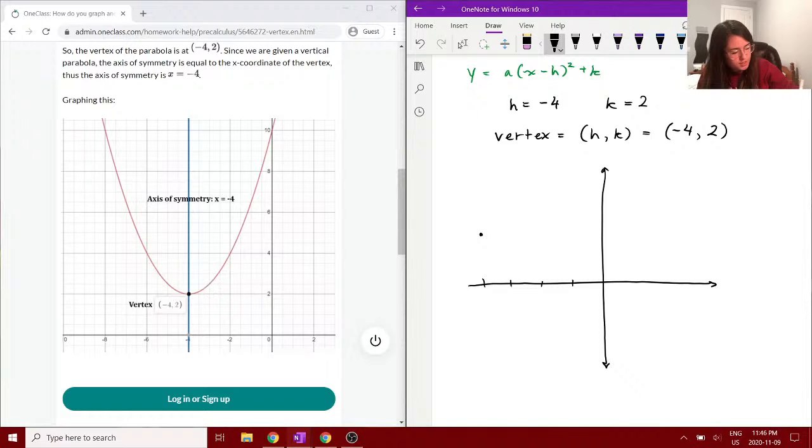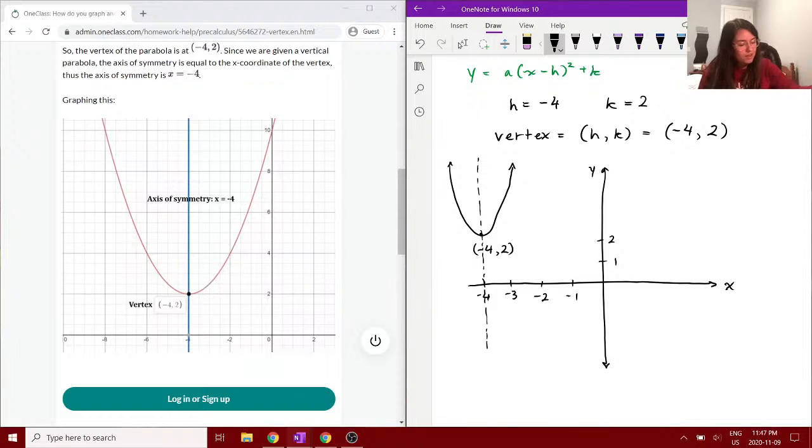The vertex would be around here if this is 2. We draw that. 1, -2, -3, -4. So we know that our vertex is at -4, 2. And if we have our curve that looks like this, roughly, then we know that our axis of symmetry is down here, okay? Perpendicular to the x-axis.